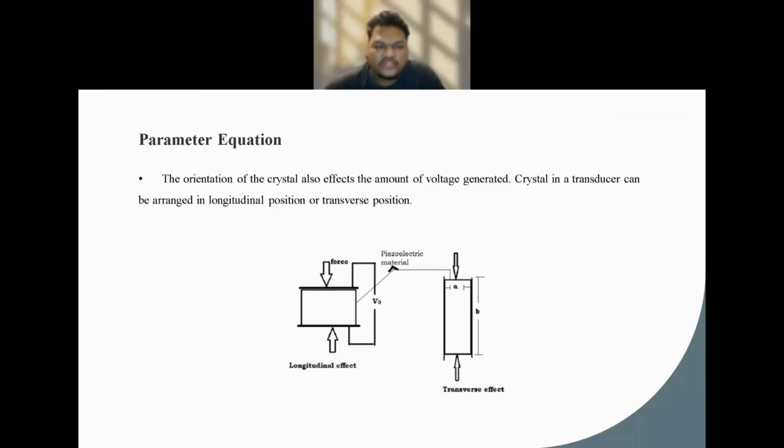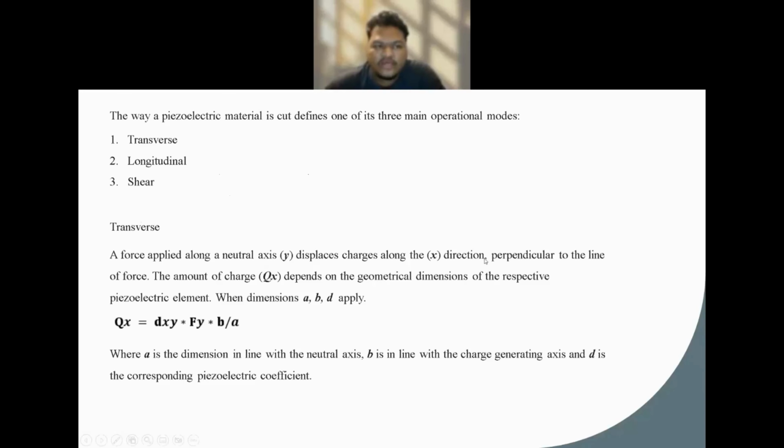For the parametric equation of the piezoelectric transducer, the orientation of the crystal also affects the amount of voltage generated. Crystals in a transducer can be arranged in a longitudinal position or transverse position. The way a piezoelectric material is cut defines one of three main operation modes. First one, transverse. Second, longitudinal, and third, shear.